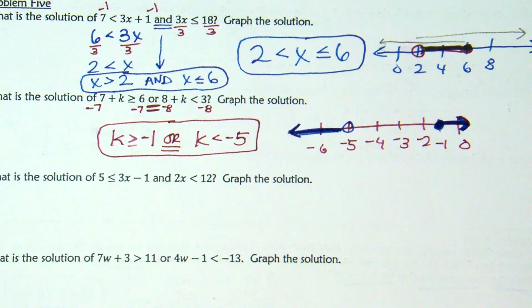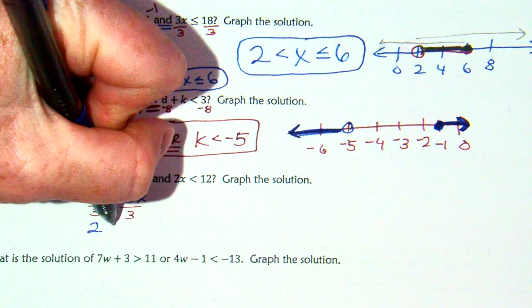If it's 3x minus 1, let's add 1. So 6 less than or equal to 3x. What do I do now? Divide by 3. 2 less than or equal to x. If you can get your graph correct, you can leave it like that. But I always encourage for graphing purposes to flip it. And so then it's x greater than or equal to 2.